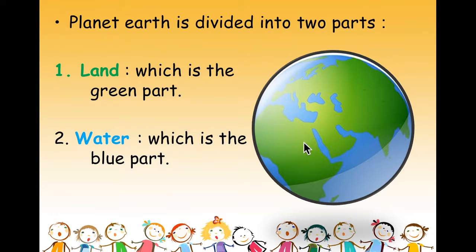So one more time, planet Earth is divided into how many parts? Into two parts. Which two parts? Land and water. Repeat after me. Planet Earth is divided into two parts. Land and water.